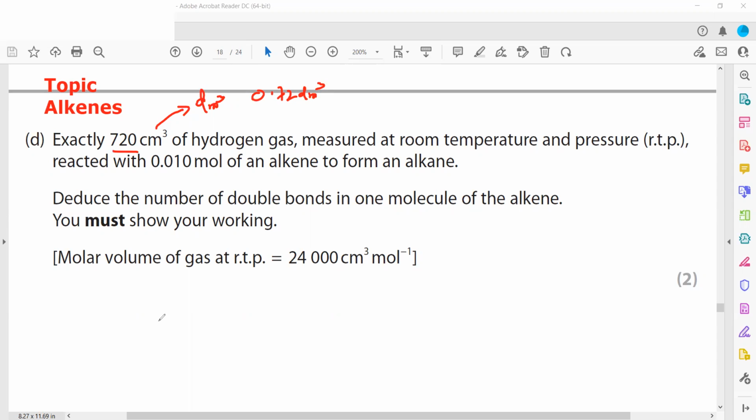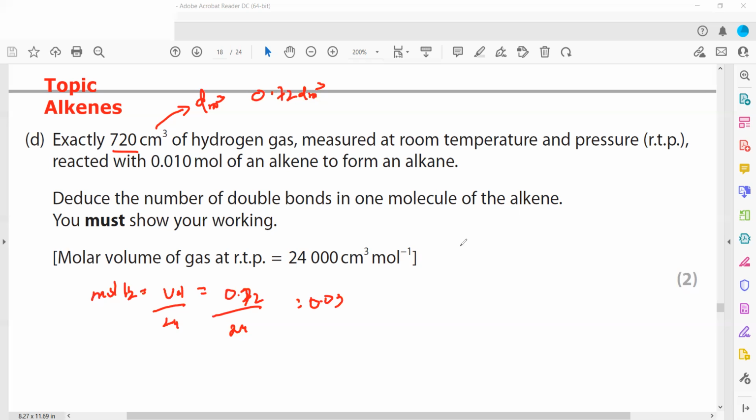And to get the moles, molar volume is 24,000 cm³ or 24 dm³ per mole. So moles of hydrogen gas will be equal to the volume of hydrogen divided by 24. So volume is 0.72 divided by 24, which will come out as 0.03.